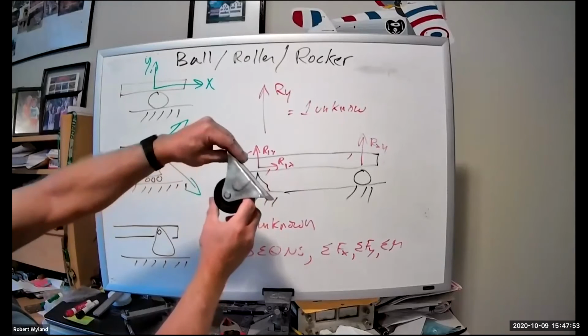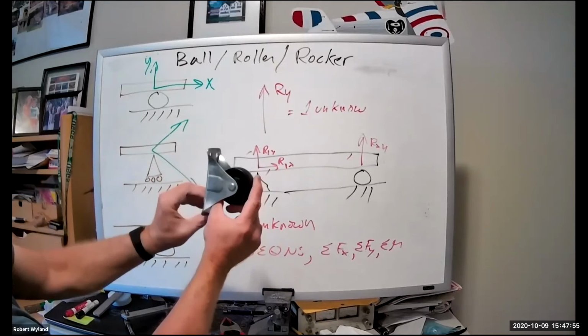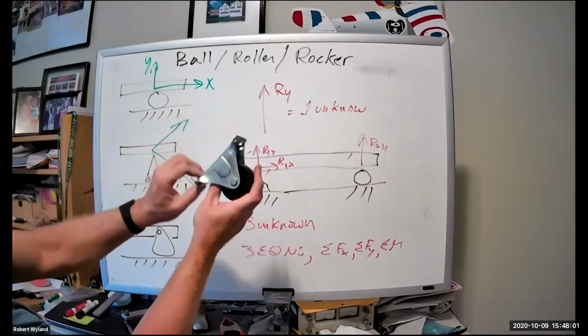Does that mean there's no moment about the ball and rocker in the Z? In the Z, right? Because it rotates as well. Not only does it roll, but it rotates. So both of those are the things.